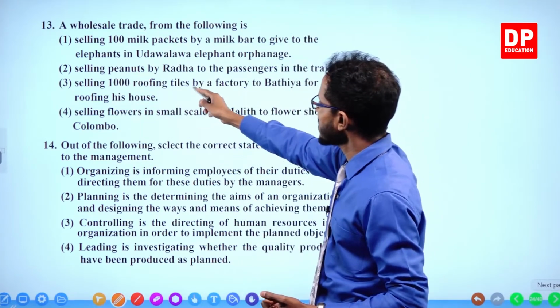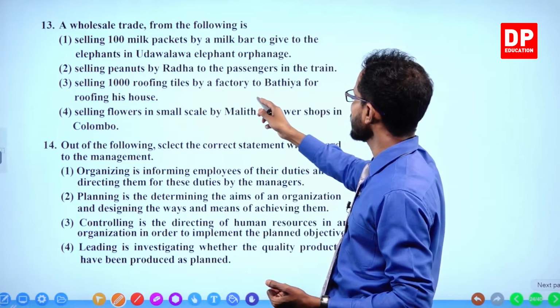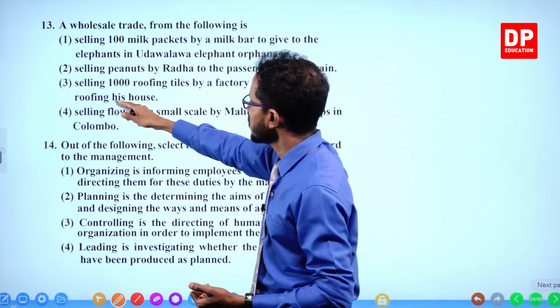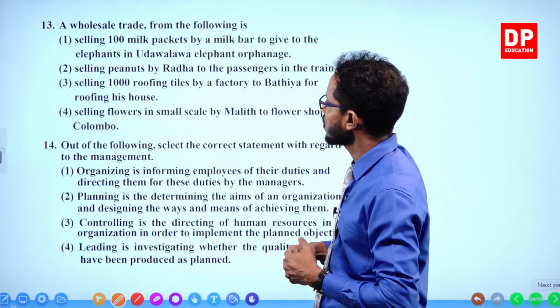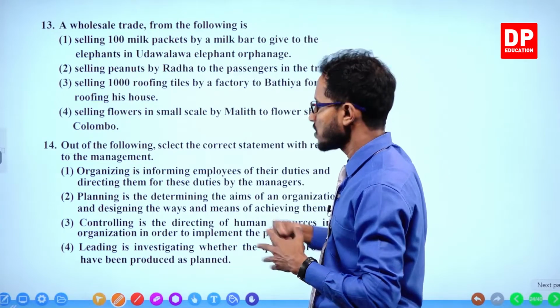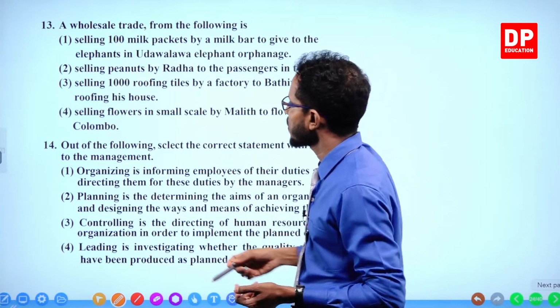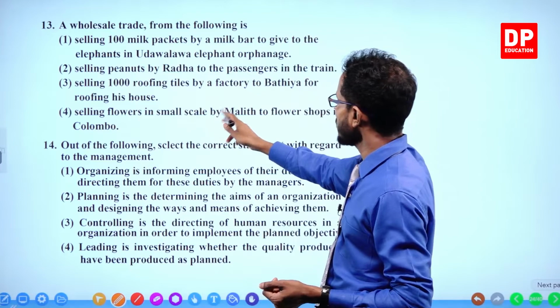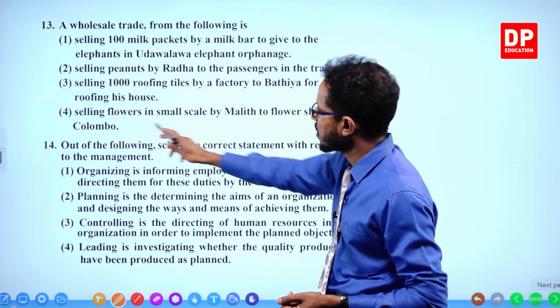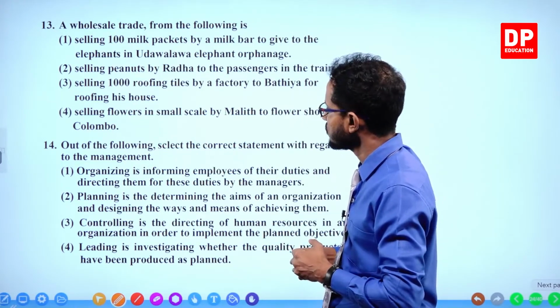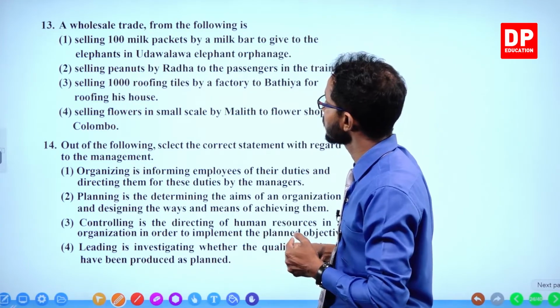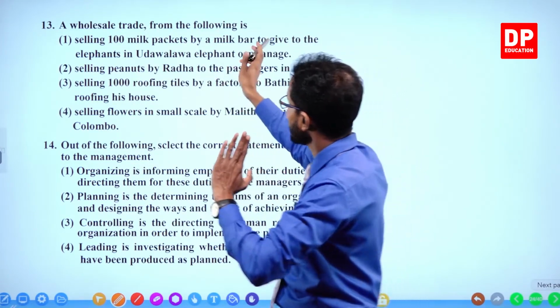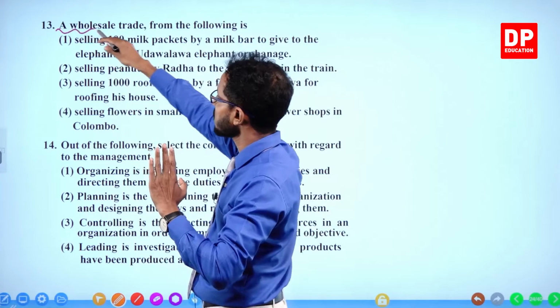Selling 1,000 roofing tiles by a factory to Bhatia for his house roofing. Bhatia is the final consumer. Selling flowers in small scale by Malit to flower shops in Colombo. That is the wholesale trade. They are asking for an example of wholesale trade.